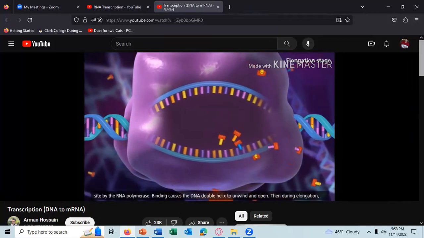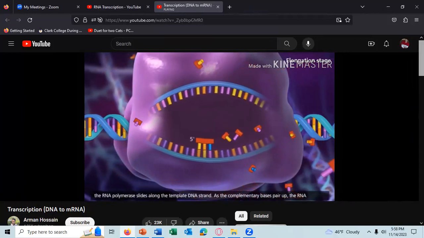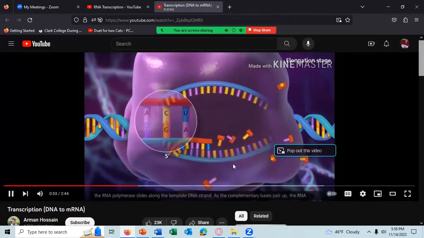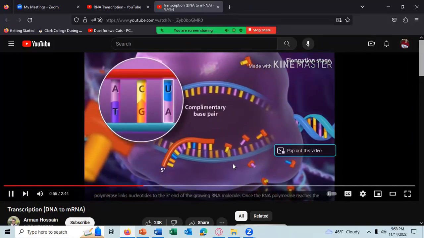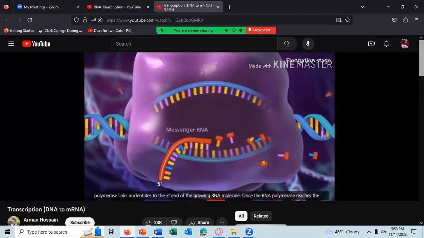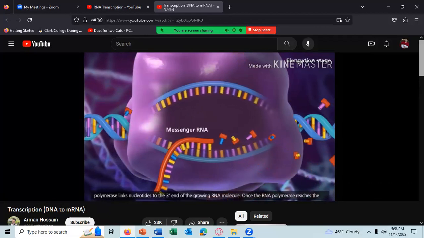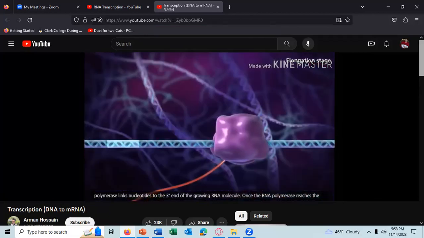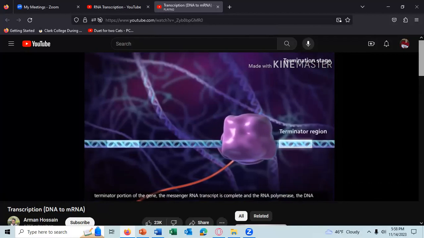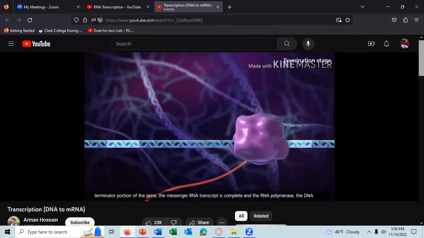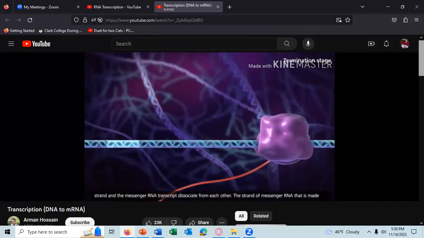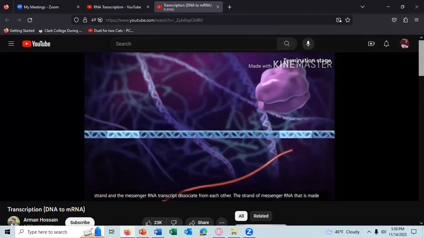Then during elongation, the RNA polymerase slides along the template DNA strand. As the complementary bases pair up, the RNA polymerase links nucleotides to the 3' end of the growing RNA molecule. Once the RNA polymerase reaches the terminator portion of the gene, the messenger RNA transcript is complete, and the RNA polymerase, the DNA strand, and the messenger RNA transcript dissociate from each other.